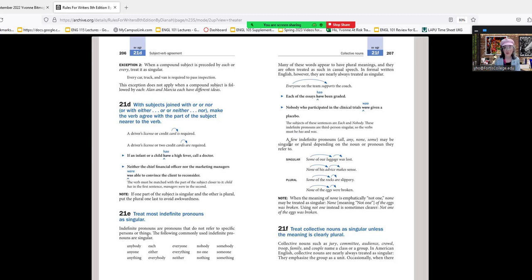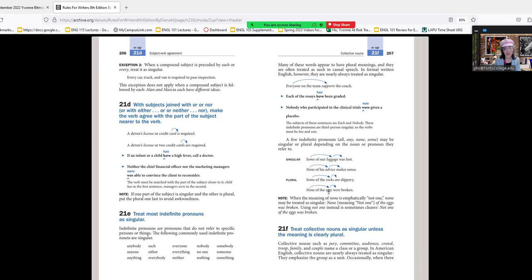A few indefinite pronouns, all, any, none, some, may be singular or plural depending on the noun or pronoun they refer to. Some of our luggage. So here, luggage is the subject, and therefore you have a singular subject, takes a singular verb. None of his advice makes sense. So here advice is the subject, and a singular subject takes a singular verb, makes. Plural subject, rocks, plural verb, are.